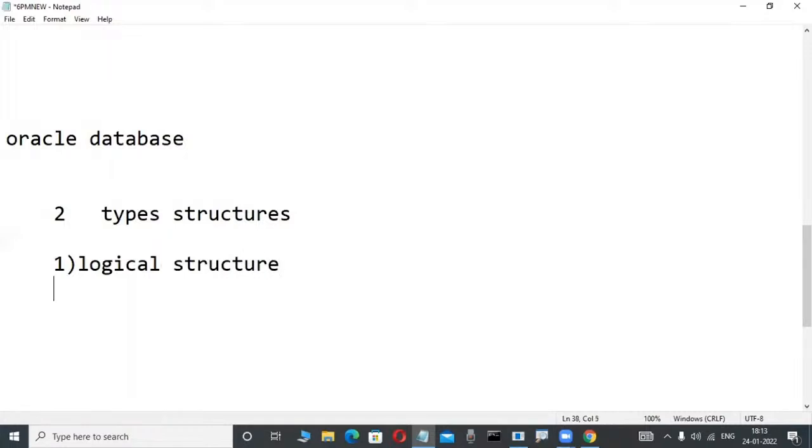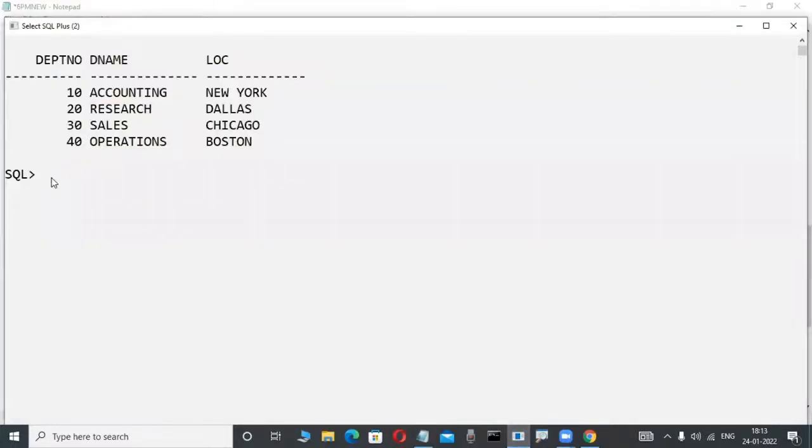Another one is a physical structure, I'm telling only. What does a logical structure mean? Suppose you are creating a table or anything in your database, for example.